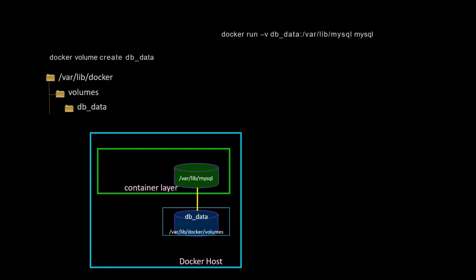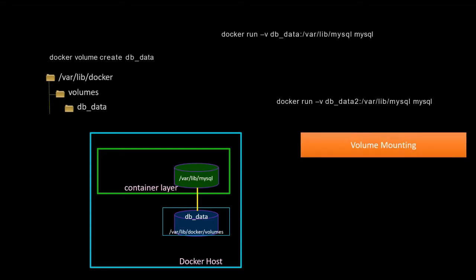Now the question is, do we need to create a volume always before creating the container, like docker volume create db_data, and then assign this volume at container creation time? The answer is no, we don't always need to. Rather we can directly use this command: docker run -v db_data2:/var/lib/mysql, and after that the MySQL image name. In that case db_data2 will be automatically created as a volume. So it internally runs docker volume create db_data2, and after that it assigns that volume to this container. That's how it works. This is called volume mounting.